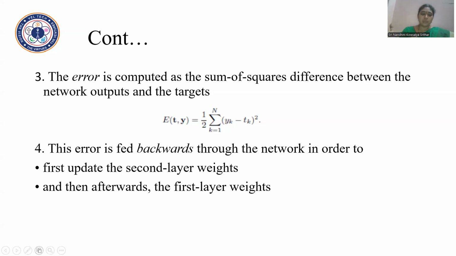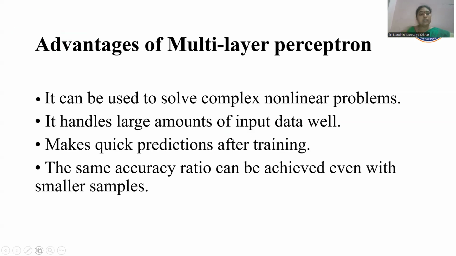So coming from the second layer weights, we change the second layer weights and then apply the activation function, and then again we change the first layer weights, and then apply the value to the activation function, then we can get the values. Next we are going to see about the advantages of multi-layer perceptron.